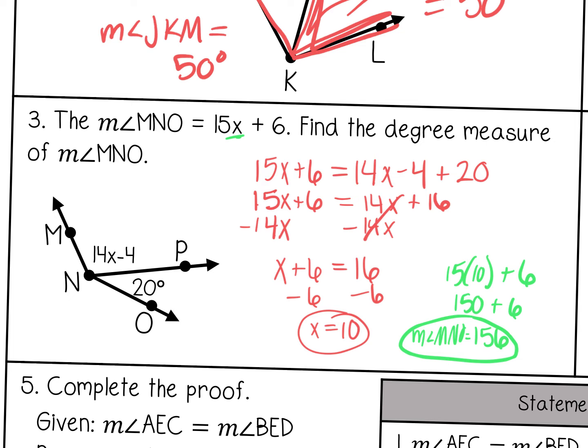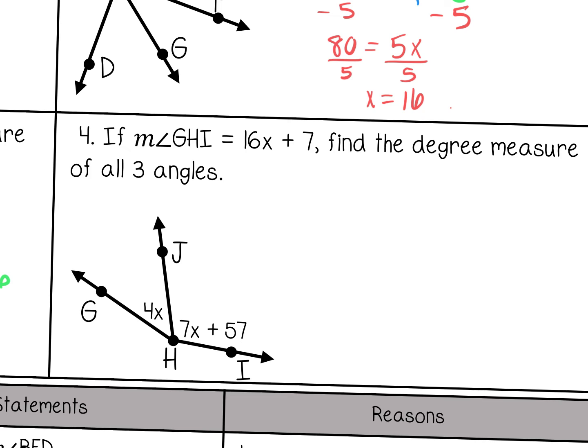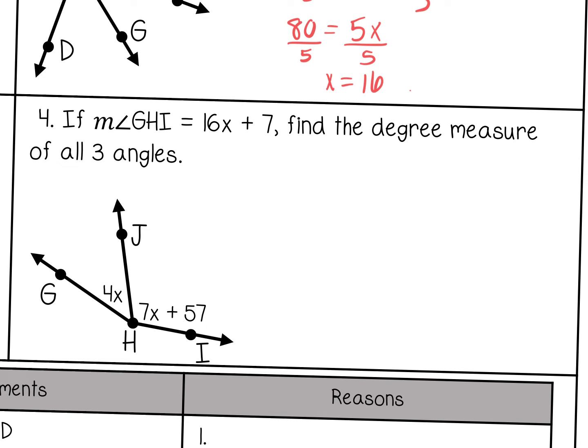All right, let's move on to example 4. If the measure of GHI, our whole angle, is 16x plus 7, find the degree measure of all three angles. Again, our first step has to be figuring out what x is. So our whole piece is 16x plus 7. Part 1 is 4x. Part 2 is 7x plus 57.